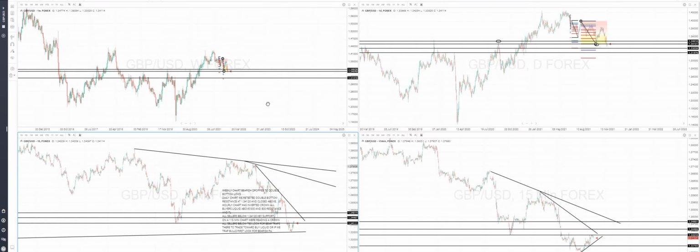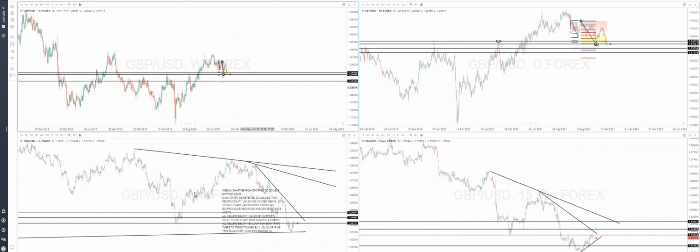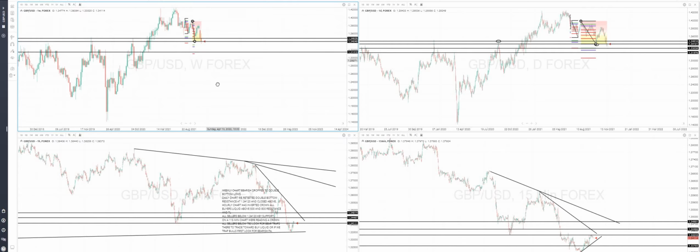So we're here with a weekly analysis. We already marked up everything, so we're just going to go over everything for you guys, okay? So let's get into it. GBP/USD on the weekly chart.